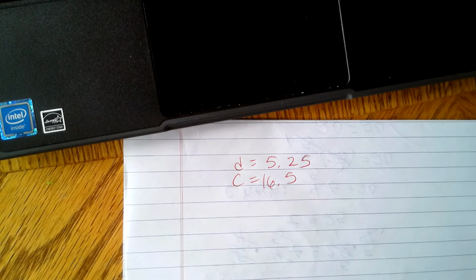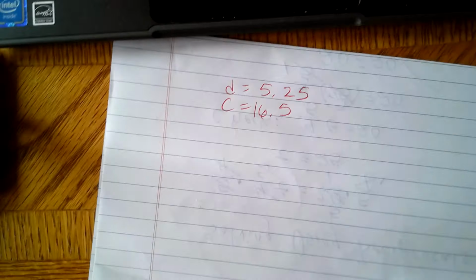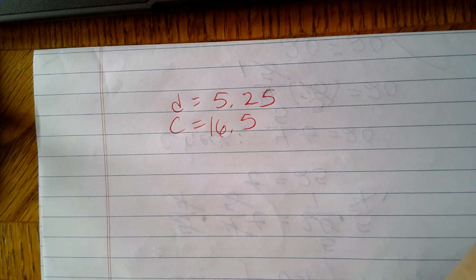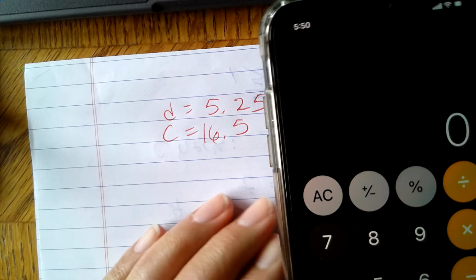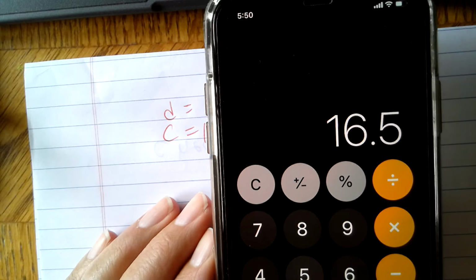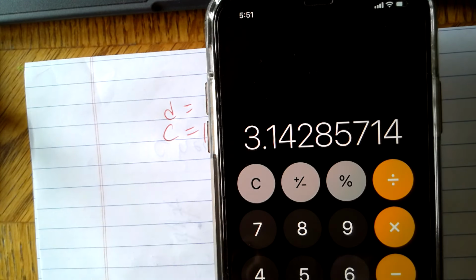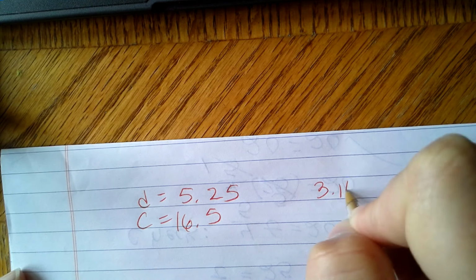And I asked you to divide those two numbers, and what did you notice? I'm hoping you noticed something. And this is for any object that you used. You're going to get this same number, or you should get something close to it. So 16.5 divided by 5.25. What does that remind you of? Isn't that the approximation of pi?